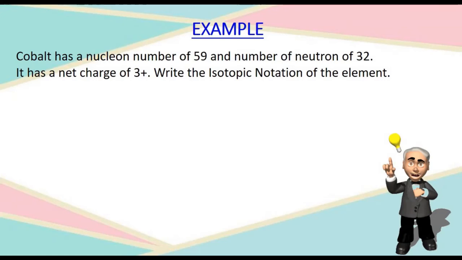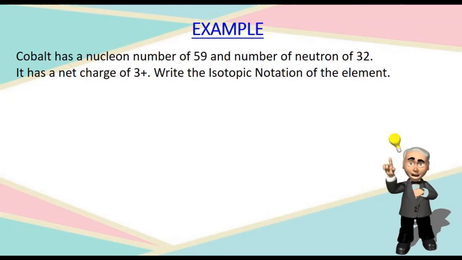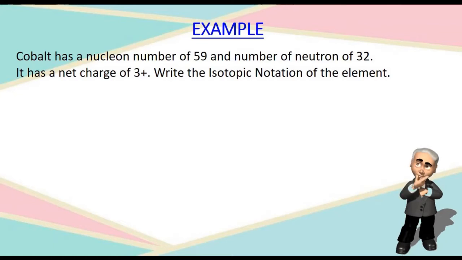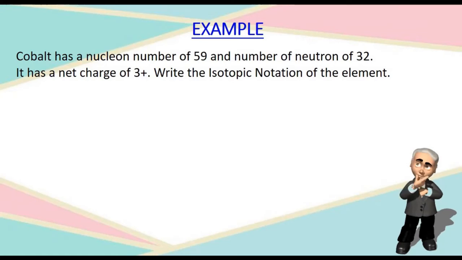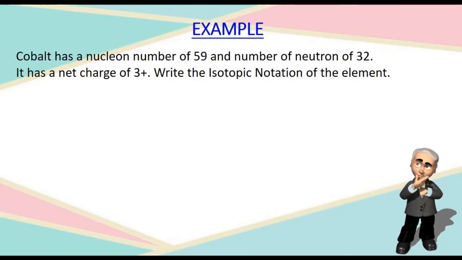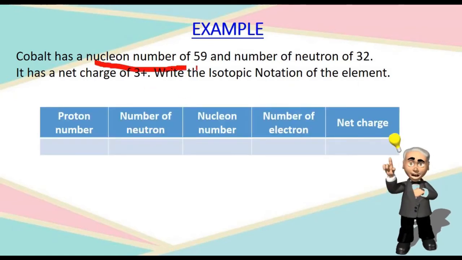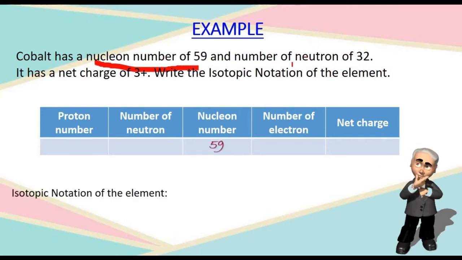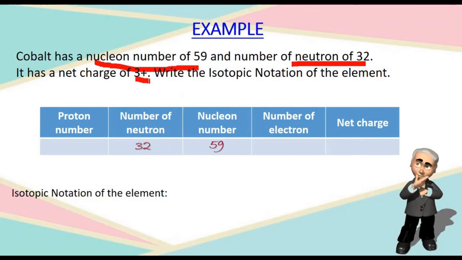Example, cobalt has a nucleon number of 59 and a number of neutrons of 32. It has a net charge of 3 positive. Write the isotopic notation of the element. To write the isotopic notation, first we need to find out the number of its subatomic particles. Based on the question, given nucleon number of 59, number of neutrons of 32, and net charge 3 positive.